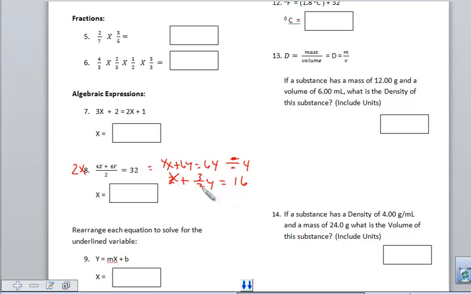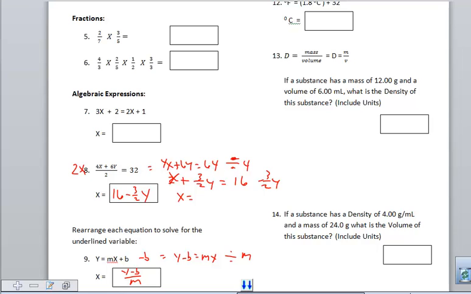So now I would subtract the 3 over 2y, and I'd end up with x equals 16 minus 3 over 2y. Now question number 9, again we're solving for the variable x. The first thing I would do is subtract b, and that would give me y minus b equals mx, and then I would divide by m, and that would give me x equals y minus b over m. Okay, that is good.